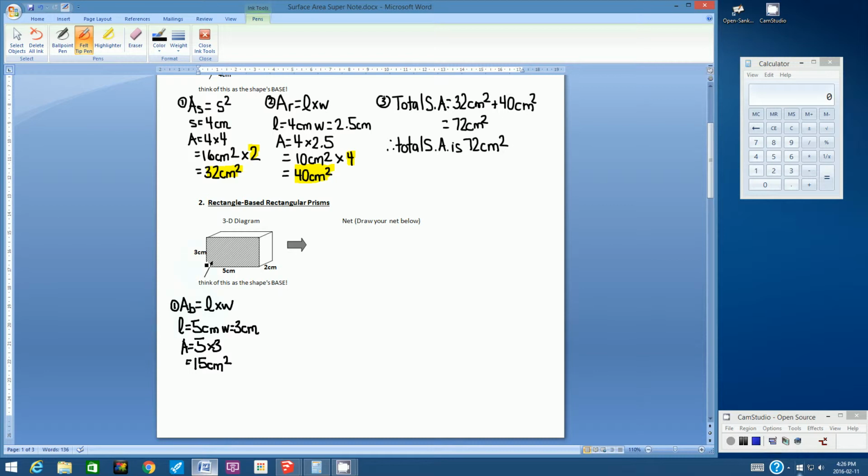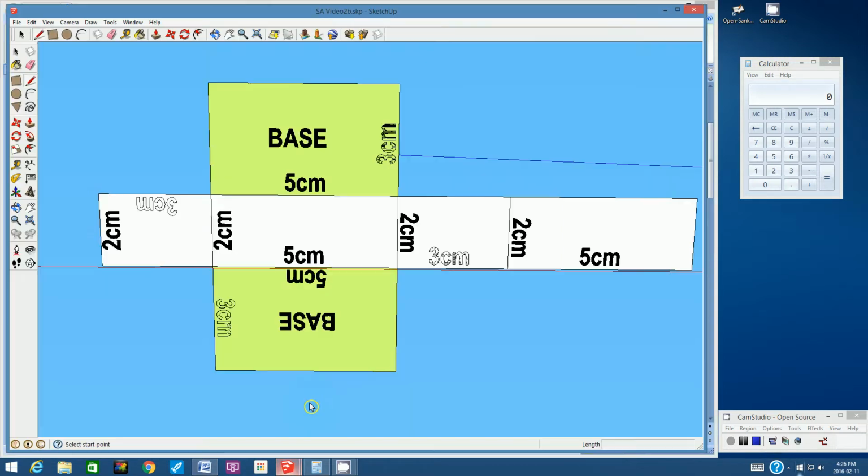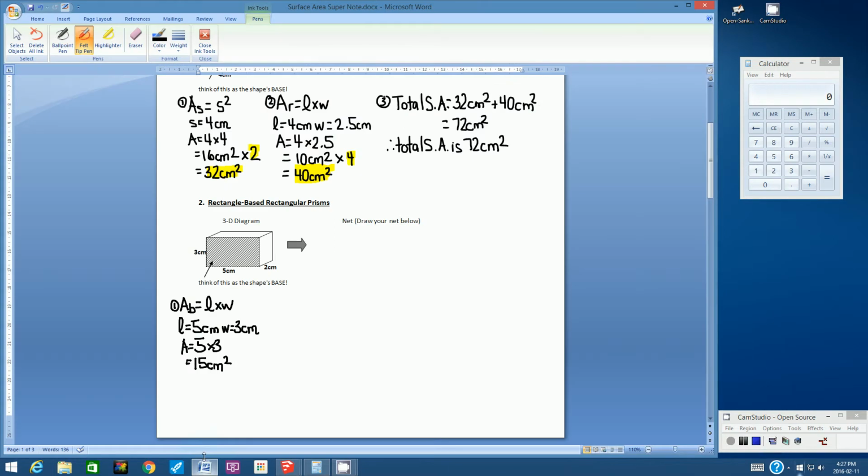Okay, so is there another rectangle that looks like this? Well, look at your net. We have two bases. We're always going to have two bases that are congruent. So we have to take this 15 centimeters squared and multiply it by 2. 15 centimeters squared multiplied by 2 is 30 centimeters squared. Okay, so that takes care of two of the rectangles.